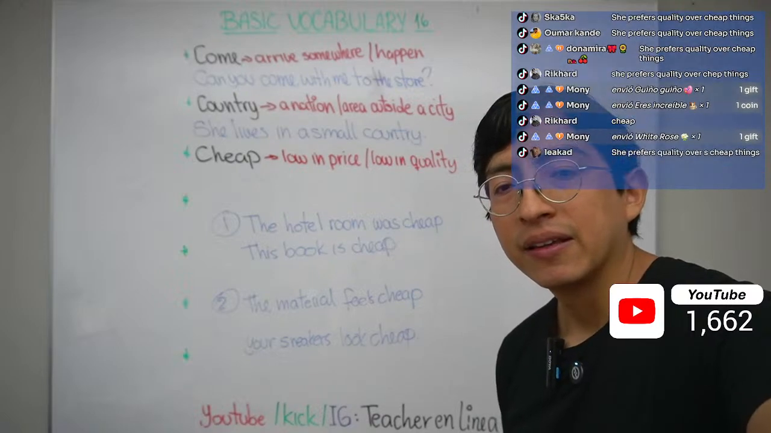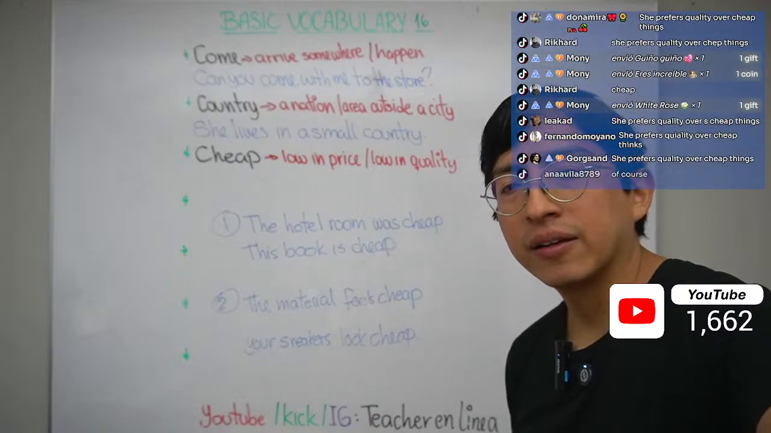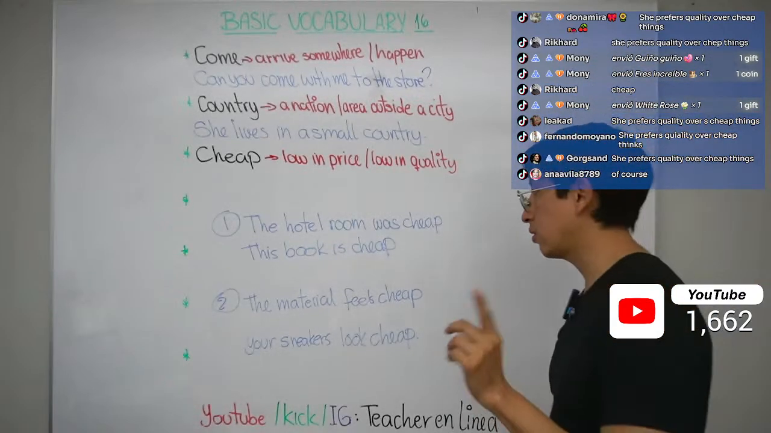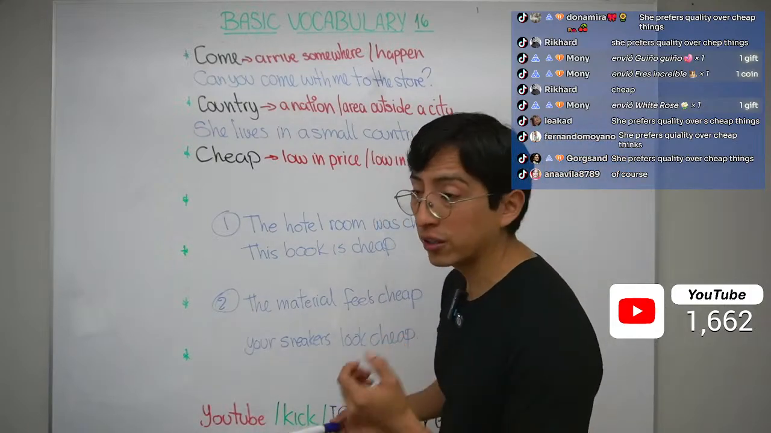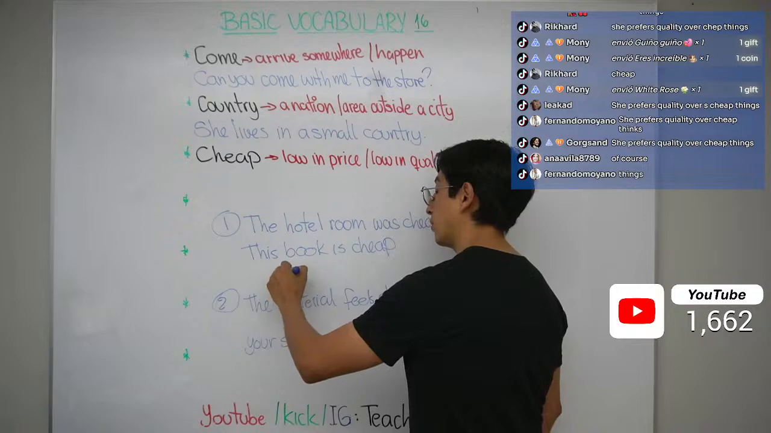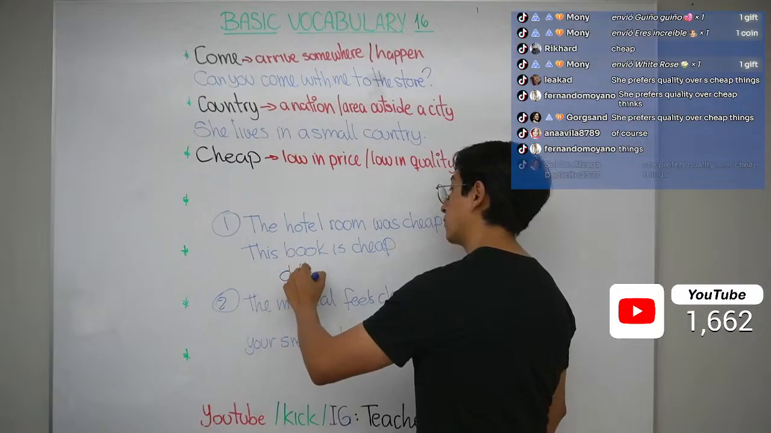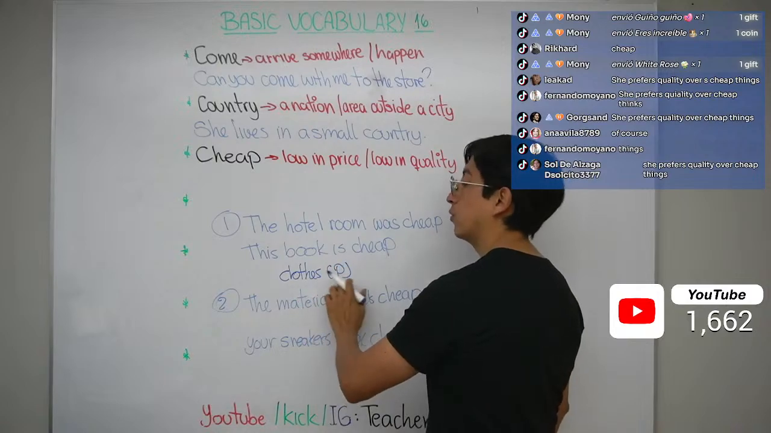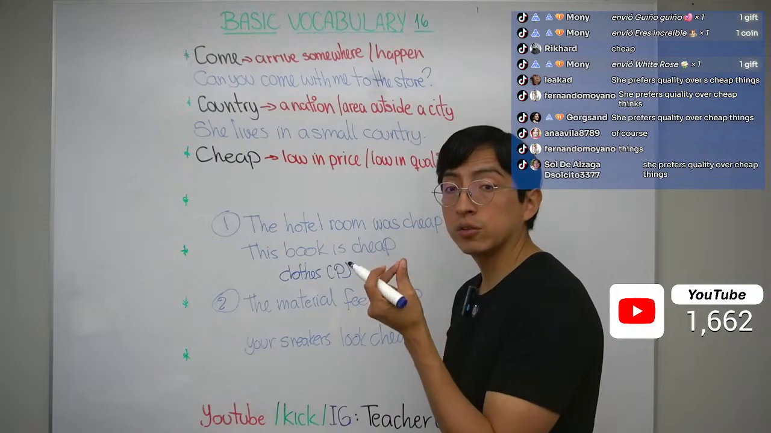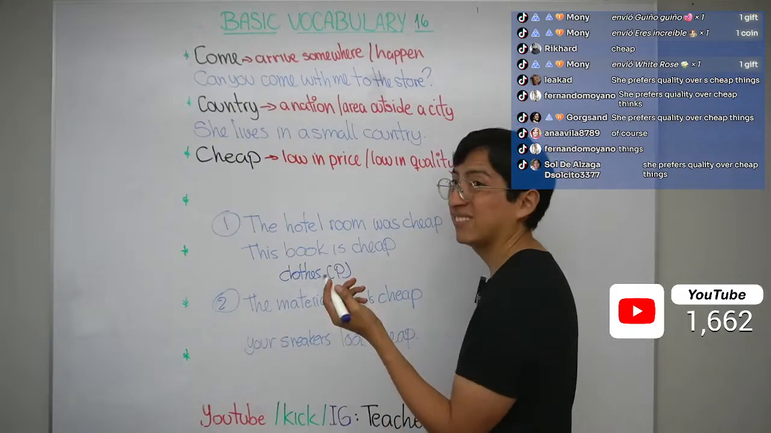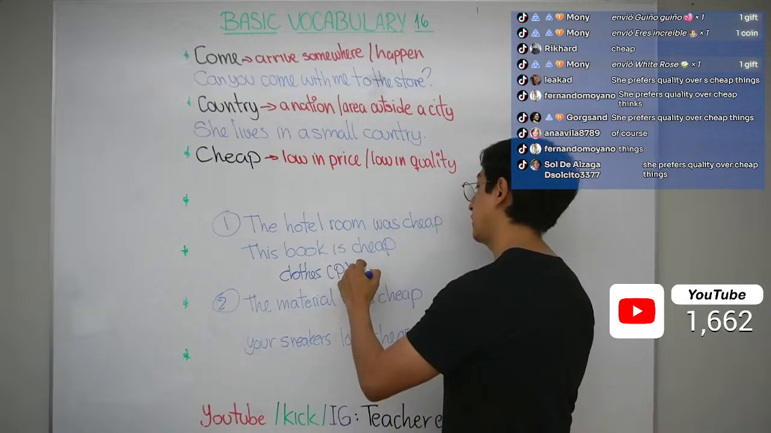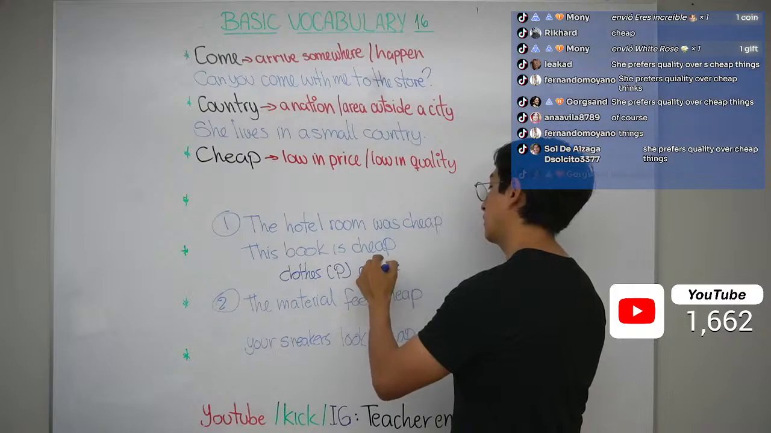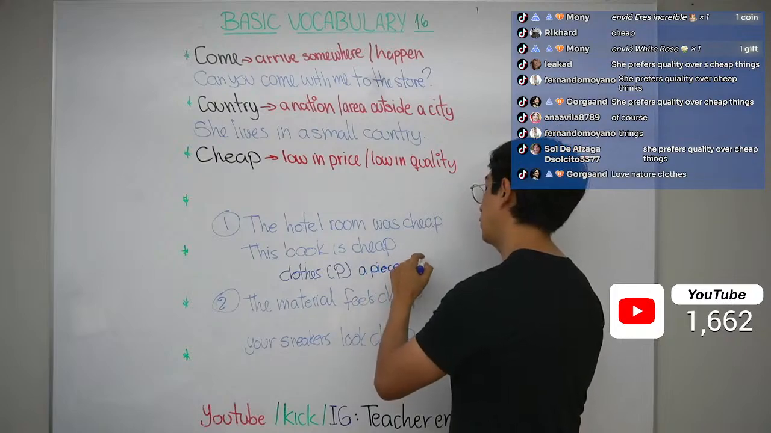Clothes is a word that is always in plural form. Okay, clothes. Clothes are always in plural form. If you want to use the singular form, you have to say a piece, okay, a piece of clothing.